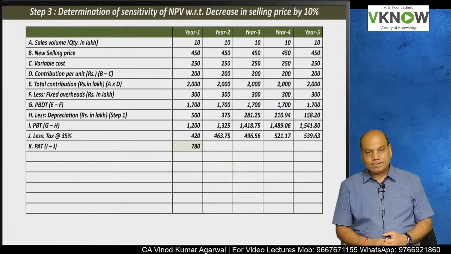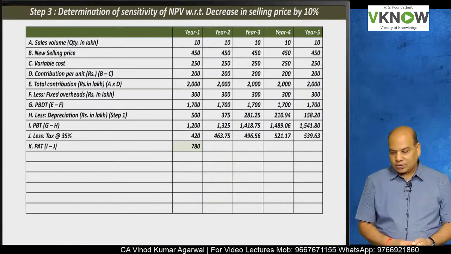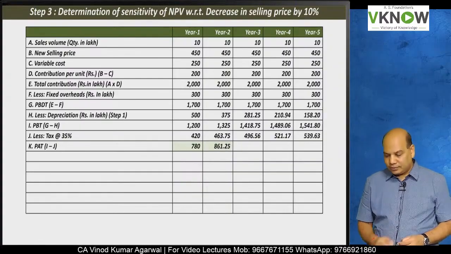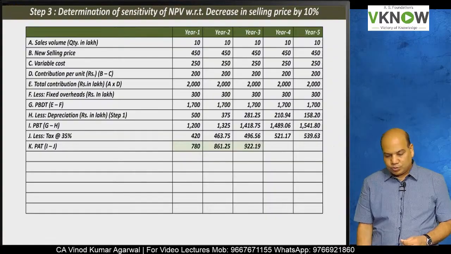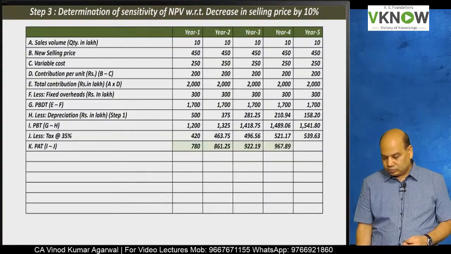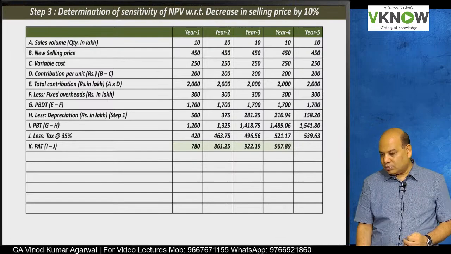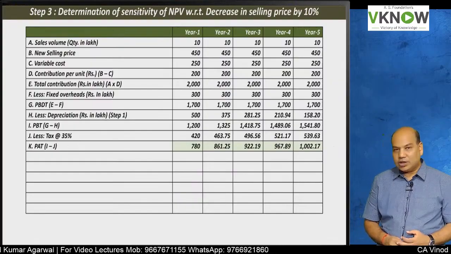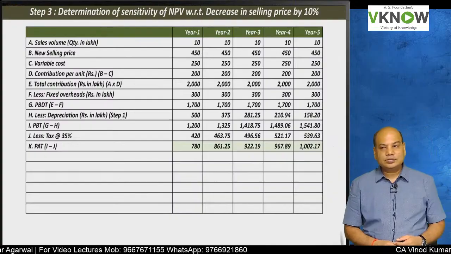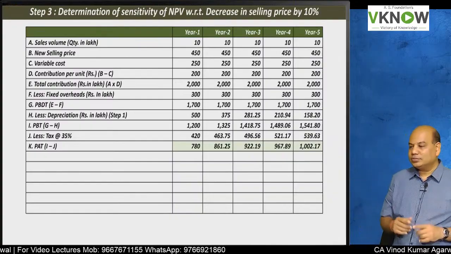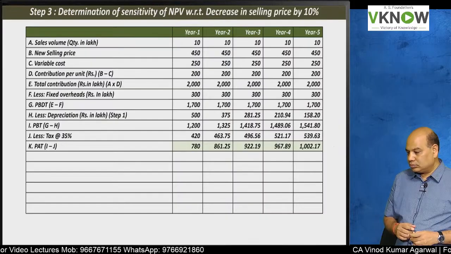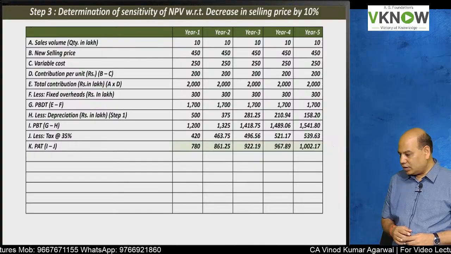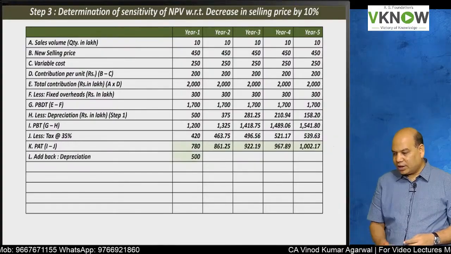I minus J. PAT write down 780, 861.25, 922.19, 967.89, 1002.17. Please check PAT. Is PAT right? 1002.17. Last one, is it right? Yes. Then go to add back depreciation.